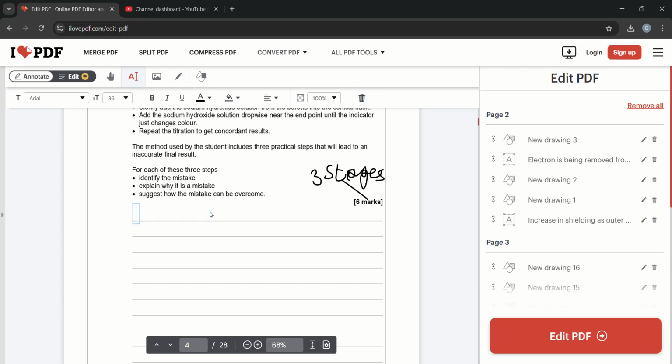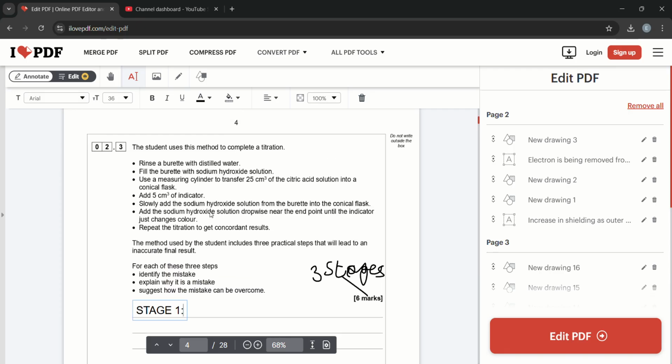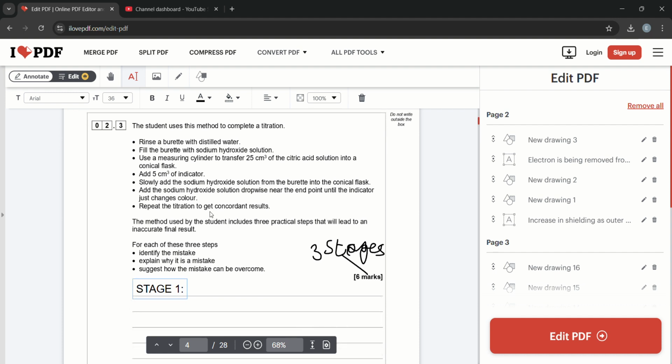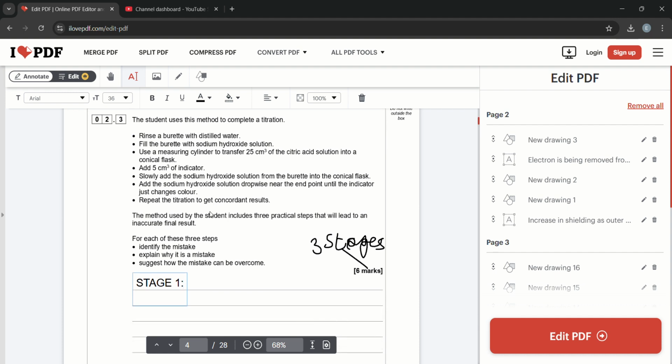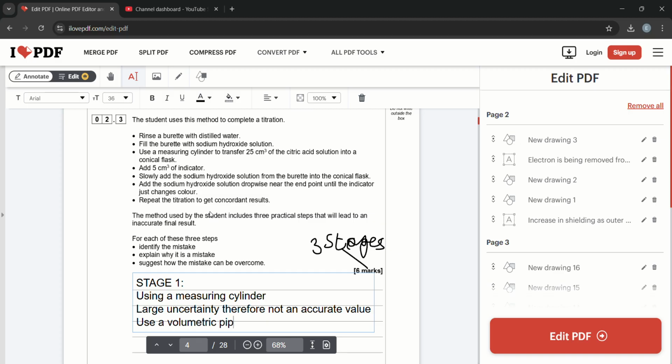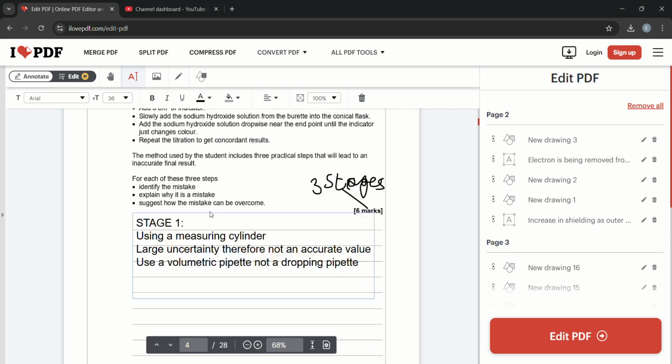So in chemistry, stage 1. We know that we're using a measuring cylinder to transfer 25 centimeters cubed of citric acid. So that's a mistake, using a measuring cylinder. Why is it a mistake? Because large uncertainty, therefore not an accurate value. So use a volumetric pipette, not a dropping pipette. Volumetric pipette, not a dropping pipette.